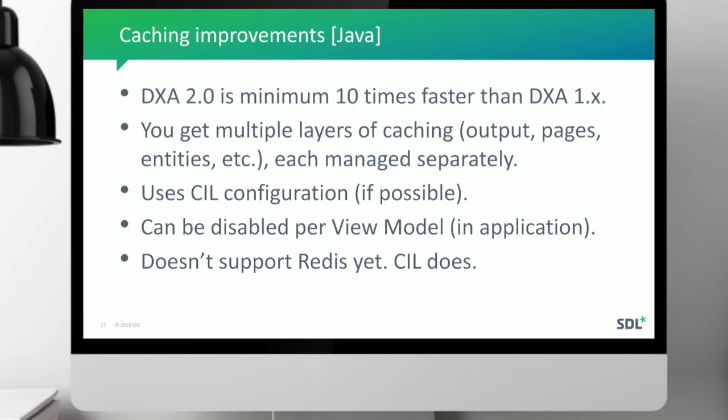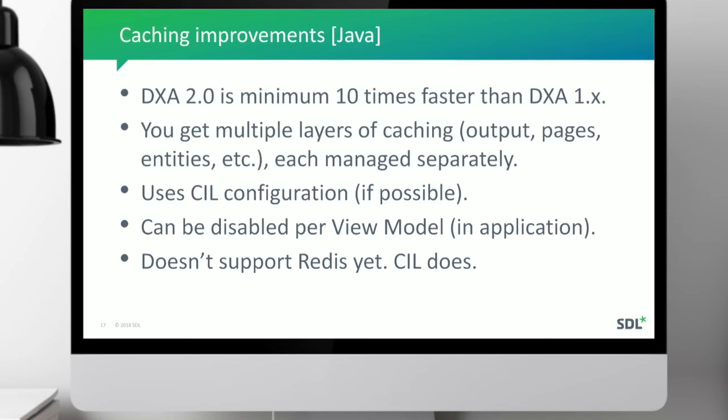Then each cache is easily manageable. You can disable caches one by one. You can disable cache only in DXA, or you can disable cache in DXA and CIL using the same configuration option. You can even disable caches for a specific view model in your application, so everything gets cached but this view model.